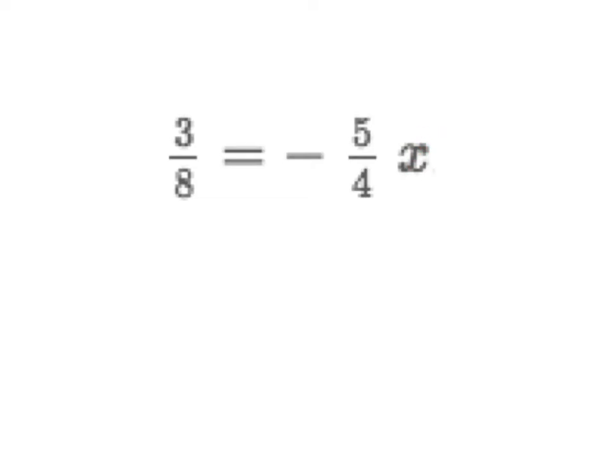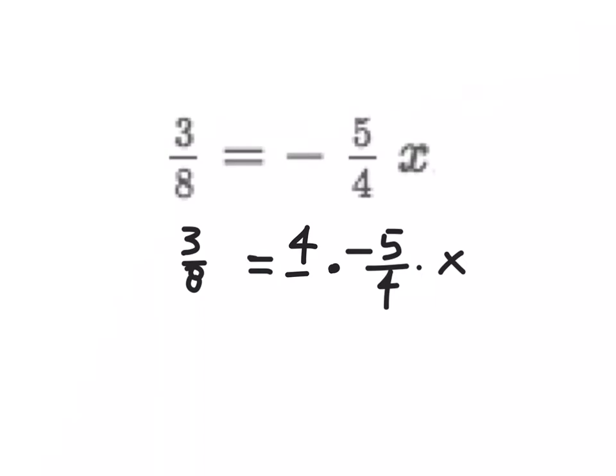So let's rewrite it first as, and I'm going to leave a little bit of space, negative 5/4 times x, and that's going to be equal to 3/8. Now the problem is that I don't have an opposite operation. I mean, I could divide by a fraction, but I don't like to divide by fractions. When we divide by fractions, really what we want to do is multiply by the reciprocal. So I'm going to multiply this by the reciprocal, 4 over negative 5.